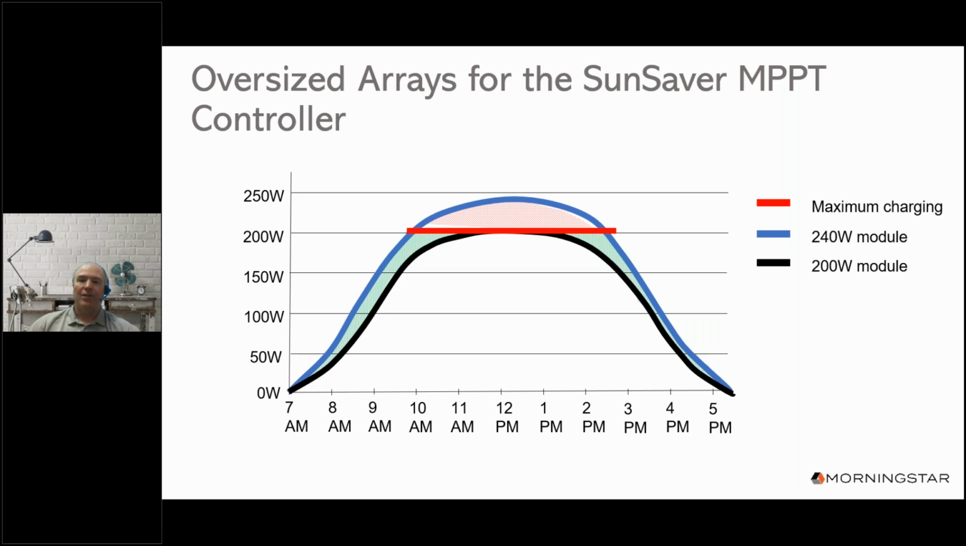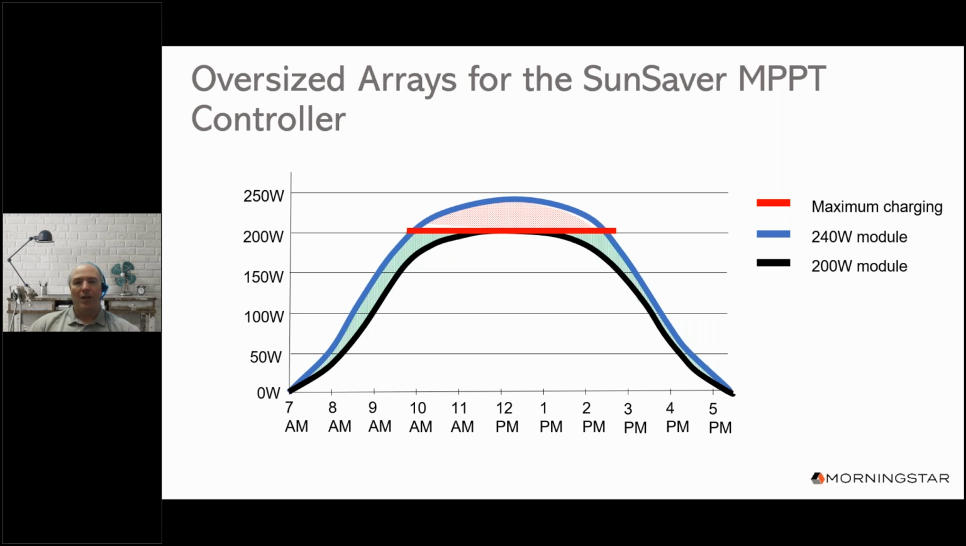In this case, almost twice as much energy is gained, that's the green area, than is lost in the red area. And you get about 12.5% more energy available to charge your batteries than you would with the 200 watt module. Again, this depicts a perfectly sunny day.